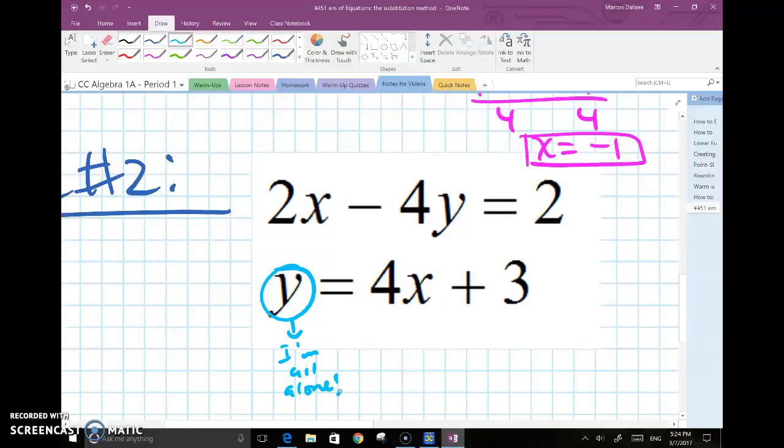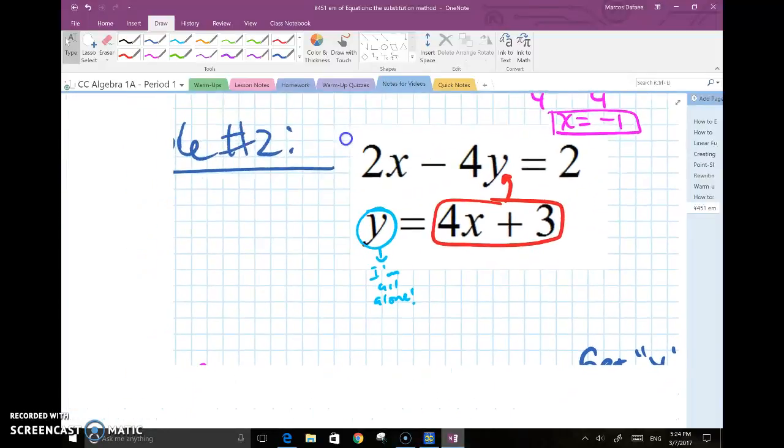But that's fine. We want you to be alone. Why? Because that means that we can now take the 4x plus 3 and plug it in to the y part of the other equation. Okay? So it's like the 4x plus 3 is in disguise, posing as a y, right?